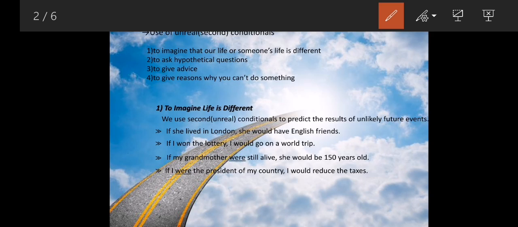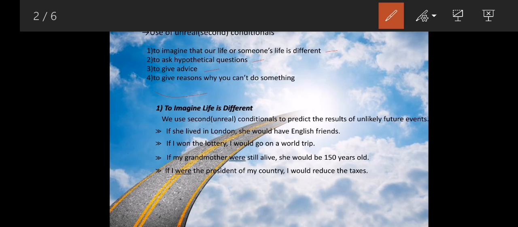Now, here is the question. When can you use the second conditional, or in which situations should you use the second conditional or unreal conditional? We use second conditional in a few ways. We use it to imagine that our life or someone's life is different, to ask hypothetical questions, or to give advice, or we use second conditional to give reasons why you can't do something. Let's get started with the first one. To imagine life is different.